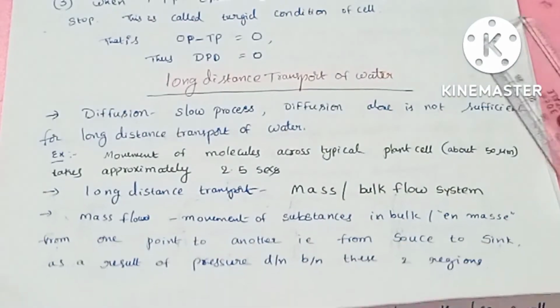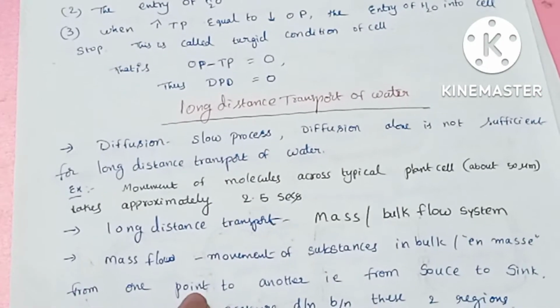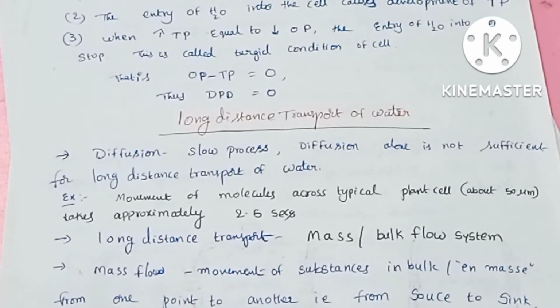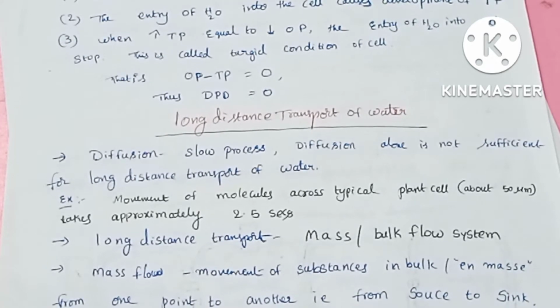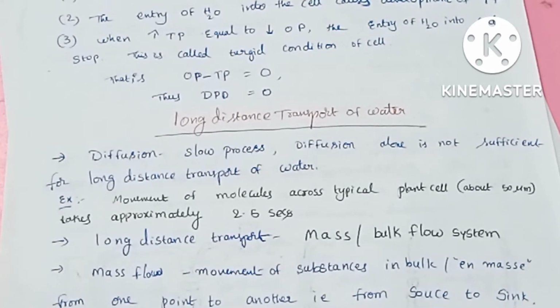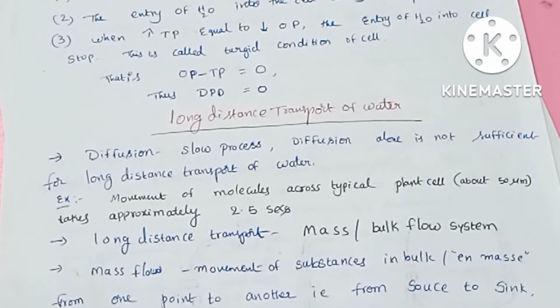In this video, we will study about the long distance transport of water. Already in the introduction part, we have completed about what are the different strategies of water movement. In that, we have studied that short distance and long distance are the two methods present for the plants. If we see in the short distance transport, what are the different methods available? Diffusion, facilitated diffusion, active transport, cytoplasmic streaming.